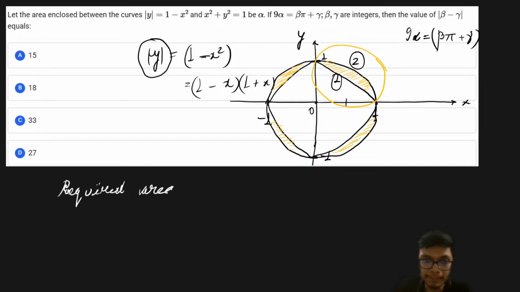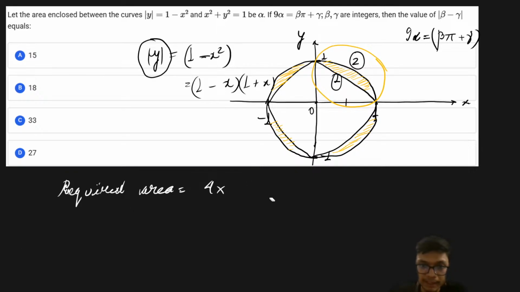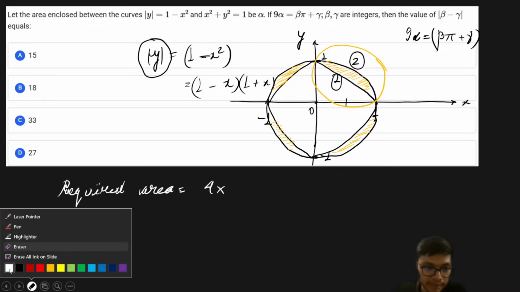our required area is basically 4 times the integral from 0 to 1, first of all subtracting the lower curve from the upper curve. That is the way to solve it. So what I can do is, instead of doing the integral for the circle, I can directly write the area of the circle in the first quadrant.